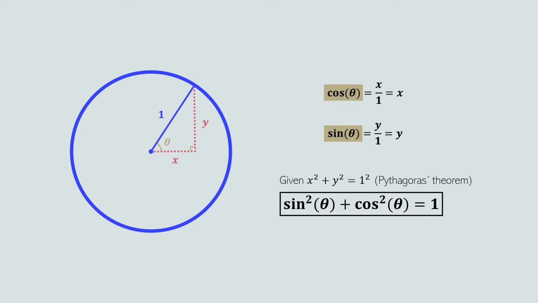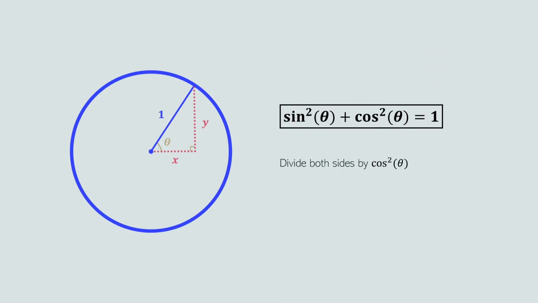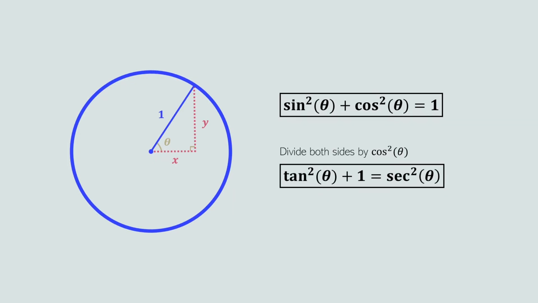Since this is an application of Pythagoras' theorem, we call this a trigonometric Pythagorean identity. From this identity, if we divide both sides by cosine theta squared, we get another Pythagorean identity, tangent theta squared plus 1 equals secant theta squared. But we can also reach this identity geometrically.